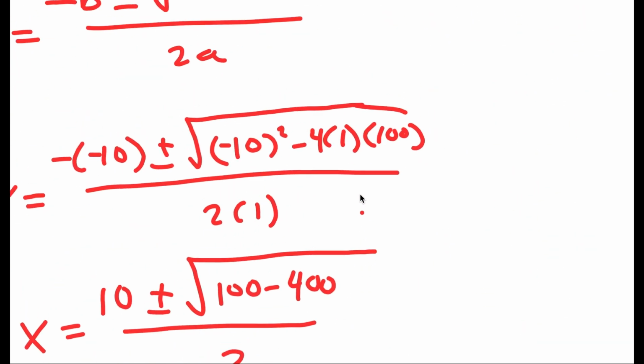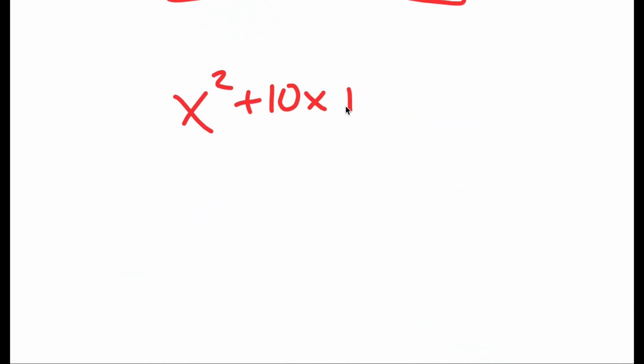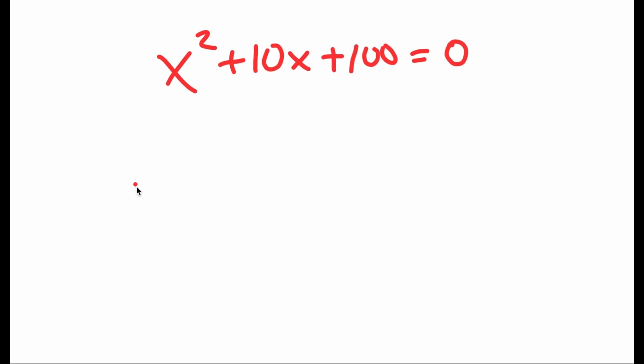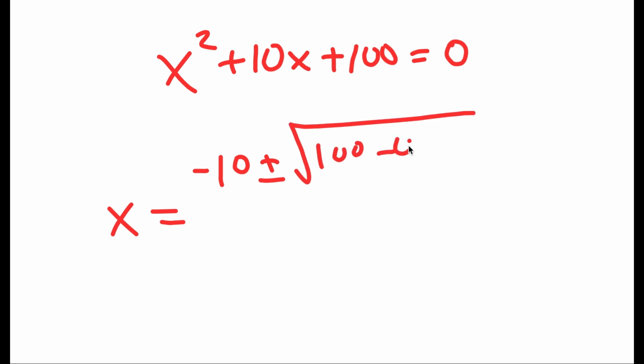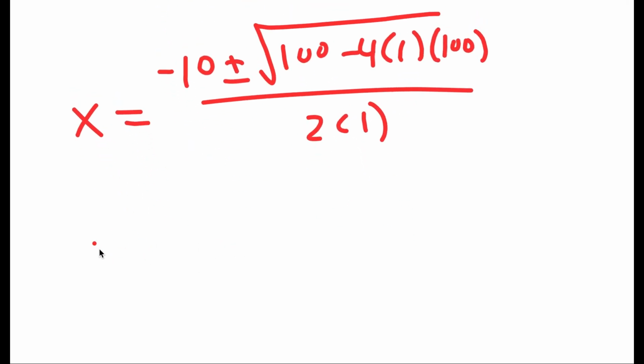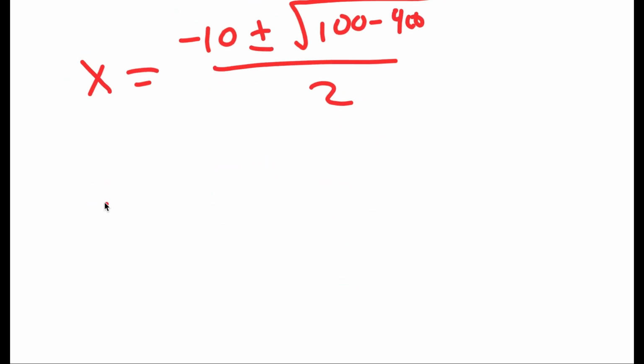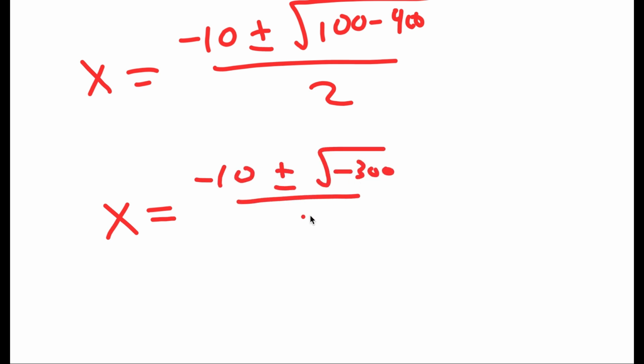And now, for my final equation, I have x squared plus 10x plus 100 is equal to 0. So if I use the quadratic formula, I get negative 10 plus or minus the square root of 100 minus 4 times 1 times 100 all over 2 times 1. So now this is equal to negative 10 plus or minus the square root of 100 minus 400 over 2, which is equal to negative 10 plus or minus the square root of negative 300 over 2.